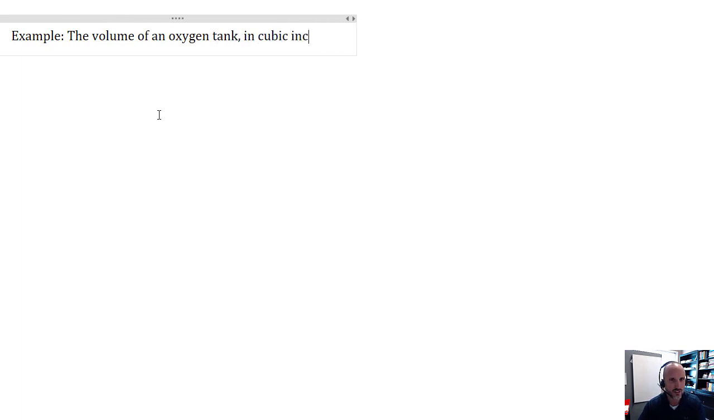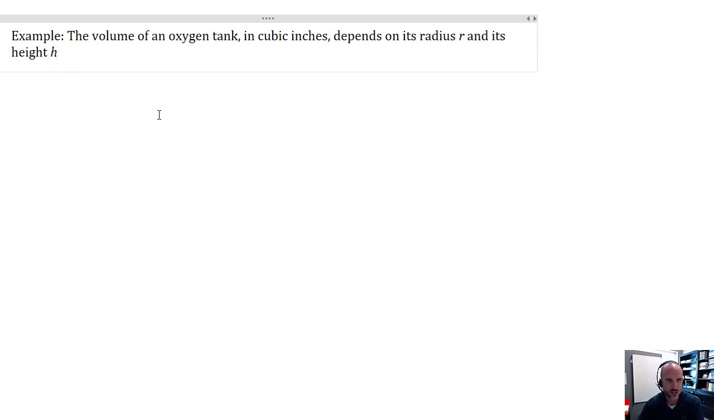So let's look at an example here where we have something like the volume of an oxygen tank, let's say in cubic inches. It has a particular shape. We won't get into that, but let's say the volume of an oxygen tank depends on its radius r and its height, let's say h, both measured in inches. So since the volume depends on the radius and the height, we can write that V equals some function of r and h, f of r comma h.